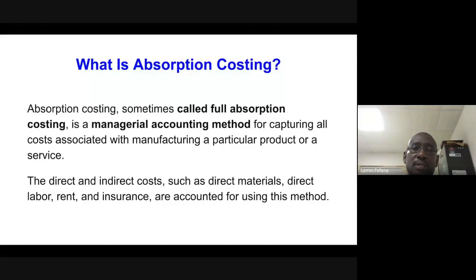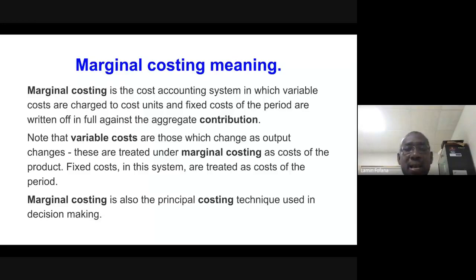Okay? So, absorption costing, in short, is a costing method which considers all costs, both direct and indirect. Now let's look at marginal costing. What does marginal costing mean? Marginal costing is another costing technique which considers variable costs. It considers variable cost because fixed costs are periodic costs. When we are doing marginal costing, we don't consider fixed cost because we assume that fixed costs relate only to the period.